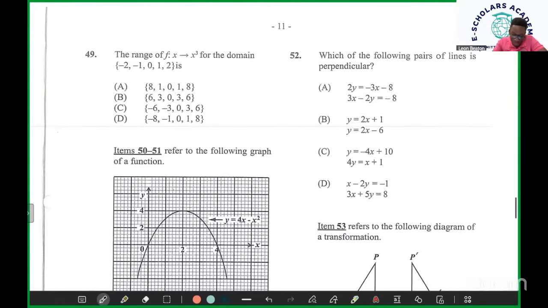So the range of x cubed for the domain -2 all the way to 2 would be, so now we square -2, we end up with -8. So nothing more to do there, D.